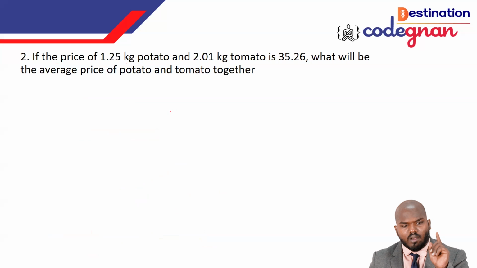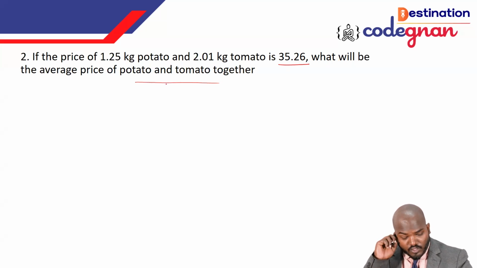If the price of 1.25 kg potato and 2.01 kg tomato is Rupees 35.26, that is what they have given. So what will be the average price of the potato and tomato together? You know the one formula. I just want to say this one formula. I think I forgot to say it in many classes. It applies in different kinds of problems, but the point is that you should think in the very common way of representing it.